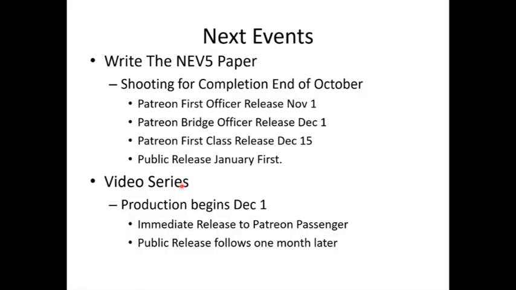So for the next events, I'm going to start writing the New Electromagnetism V5 paper. This should be pretty quick because all the experiments are done. It's just a case of dumping it all into a nice coherent paper. I'm going to shoot for completion of the paper by the end of October. This will be the release of the paper for the different Patreon classes, and the public release for January 1st, 2023. Hopefully the video series will begin production by the 1st of December. Once they're produced, just like we're doing now, it's immediate release to Patreon passengers and above, and the public release of the videos will follow 1 month later.